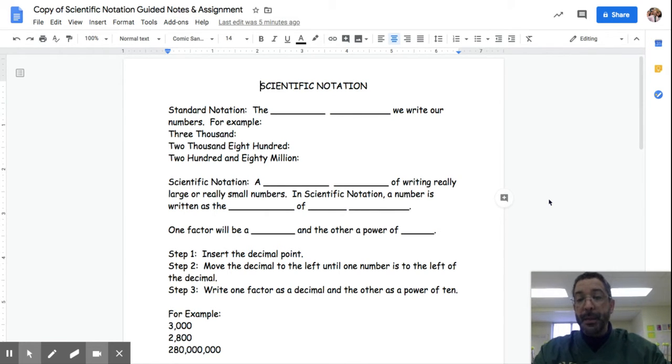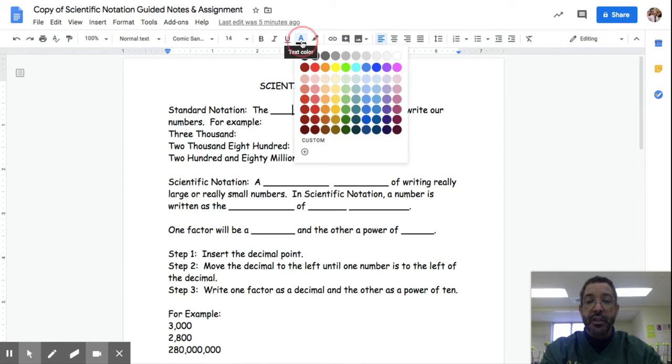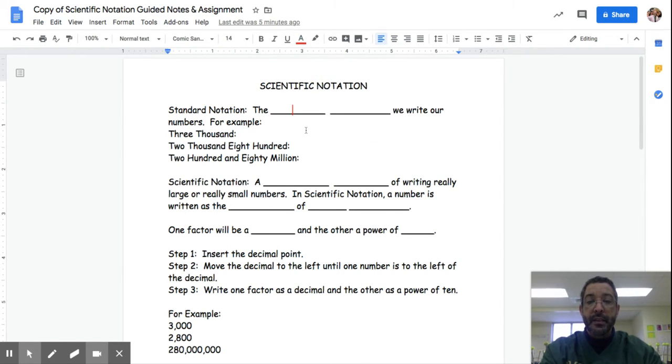All right, so as we begin our conversation about scientific notation, there are 2 terms we're going to be using in this content area, and those terms are scientific notation and standard notation. So if we start with standard notation, standard notation is the normal way that we write our numbers.